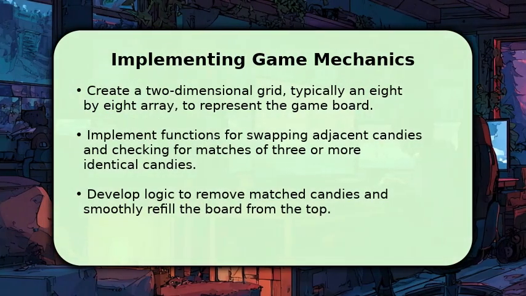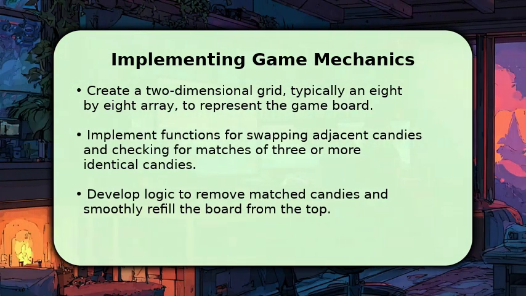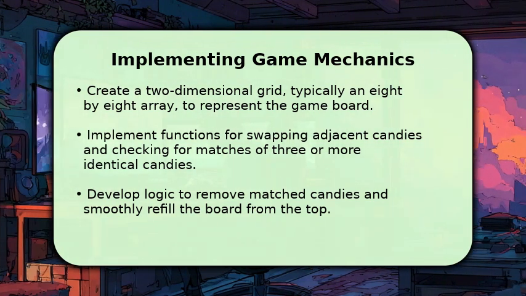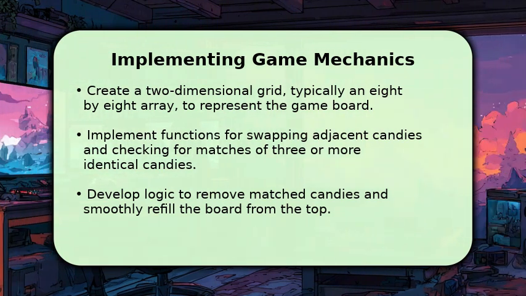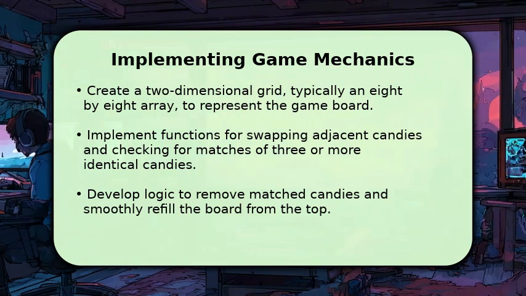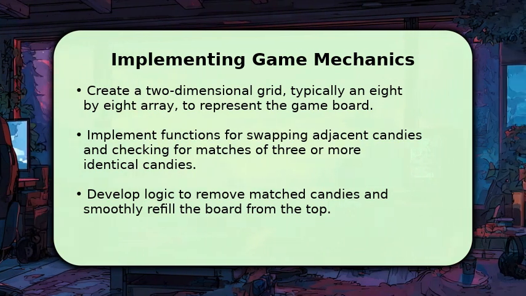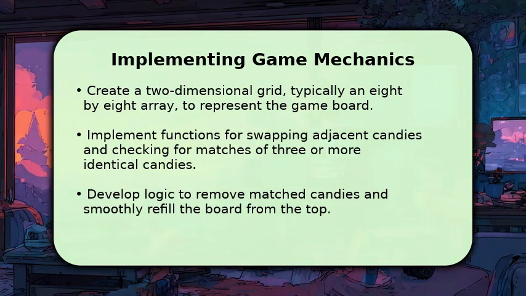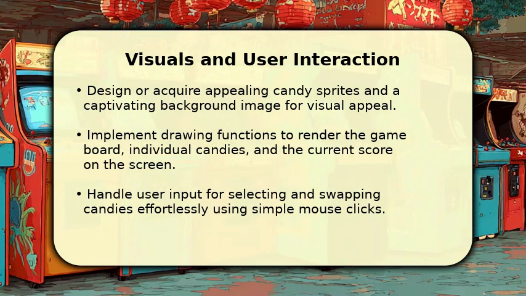Now, let's dive into the core game mechanics. You'll need to create a two-dimensional grid, typically an 8x8 array, to represent your game board. Implement functions that allow players to swap adjacent candies, and then check for matches of 3 or more identical candies, either horizontally or vertically. Once matches are found, remove those candies and smoothly refill the board from the top, creating new opportunities for matches.